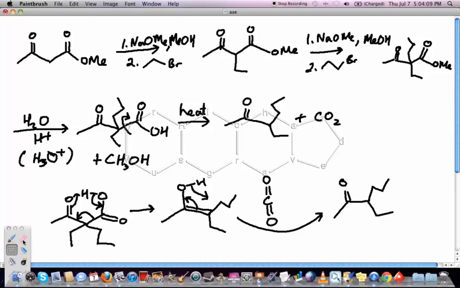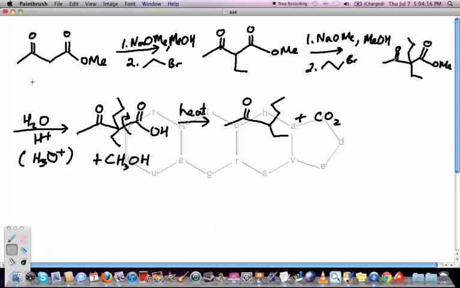What I'm going to do now is something a little bit tricky. I'm going to go ahead and convert this acetoacetic ester synthesis into a malonic ester synthesis. That's very easily done. All I do is I change this to an OMe, which makes that an OMe, and that an OMe, and this will turn into an OH.